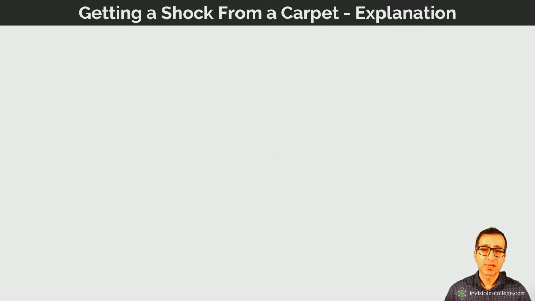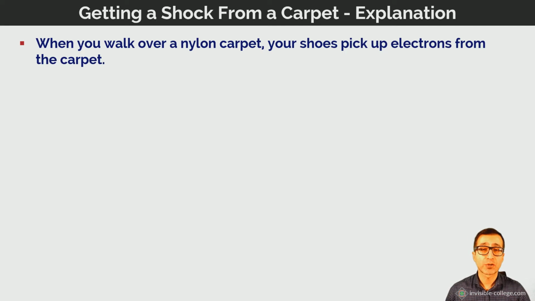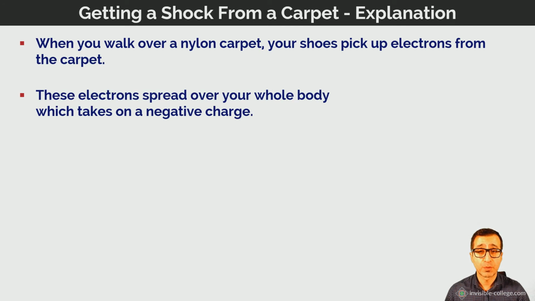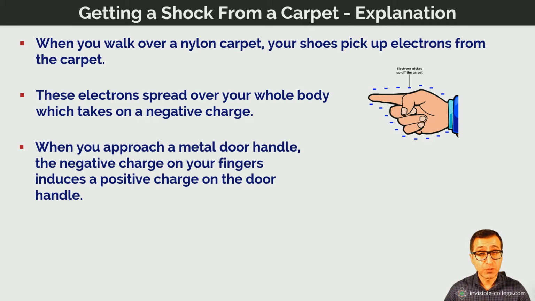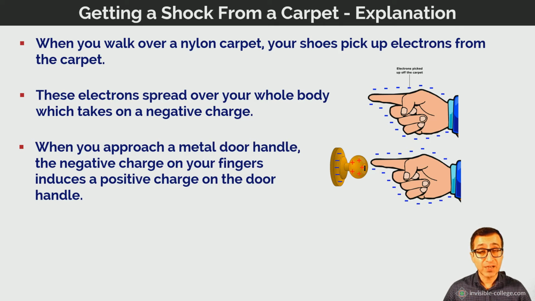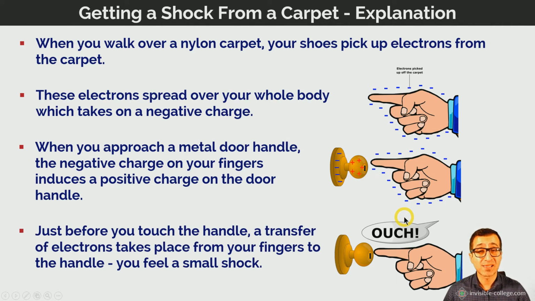So, to fully explain this, we can say that when you walk over a nylon carpet, your shoes pick up electrons from the carpet. The electrons spread over the surface of your body, which takes on an overall negative charge. When you approach the door handle, the negative charge on your fingers induces a positive charge on the door. The door handle is made of metal, and so the electrons on the surface of the door handle nearest your fingertip will be pushed away by the negative charge on your fingertip, leaving a positive charge on that part of the door handle. As your finger approaches closer, eventually a transfer of electrons will take place between the tip of your finger and that region of positive charge on the end of the door handle, and this is what causes the spark, which you experience as an electric shock.